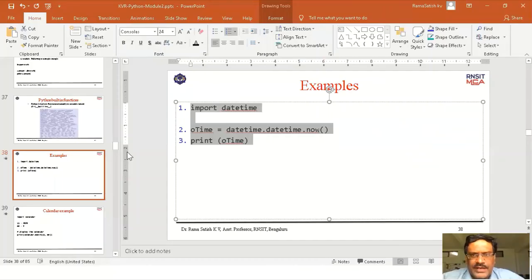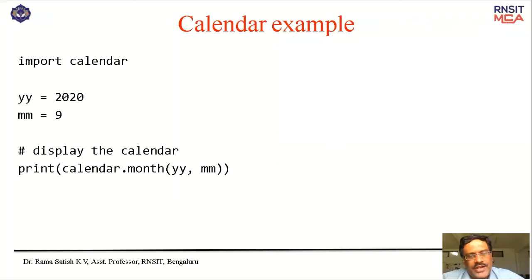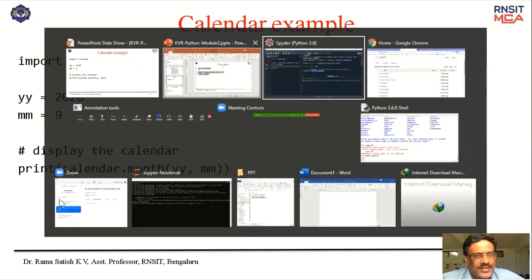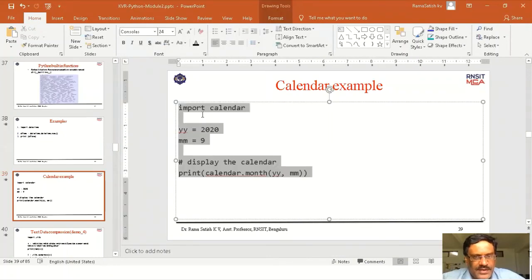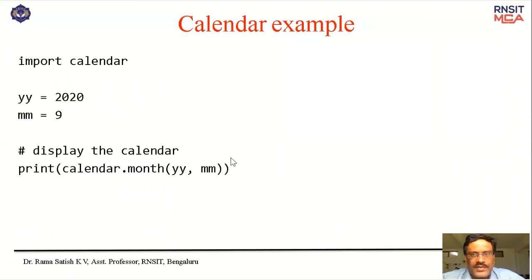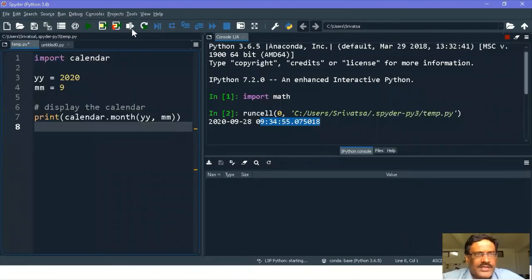Another example that I would like to give is a calendar. If you want to generate a calendar, import calendar, give the year, give the month, and display the calendar. Just print calendar.month of YY, MM. It will display the calendar. You can display a calendar like this. It's displaying a calendar, right? I'll just copy it.